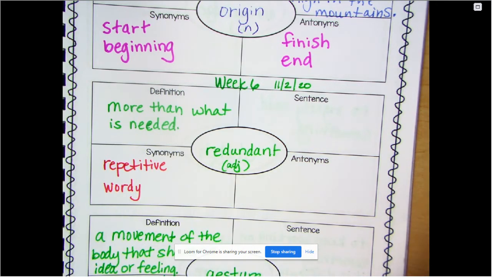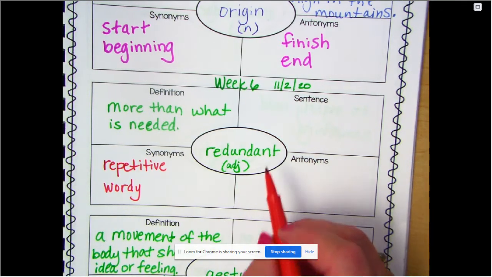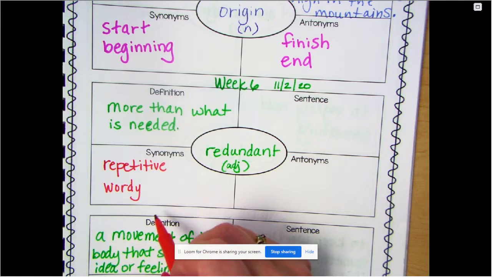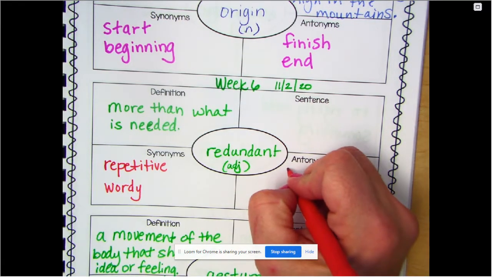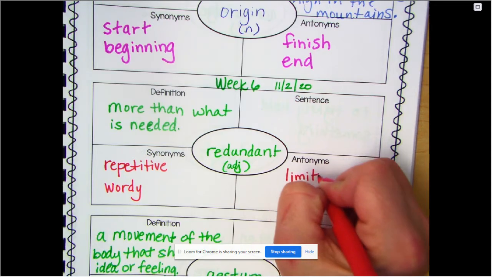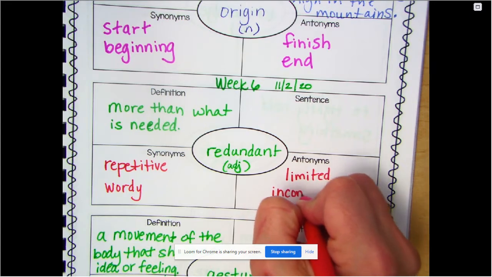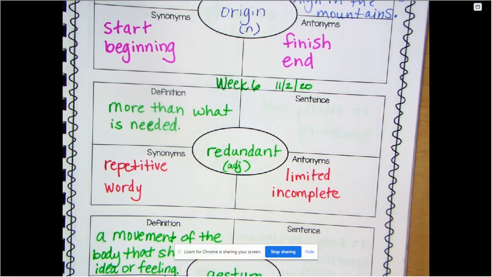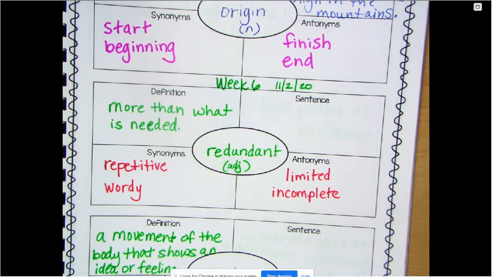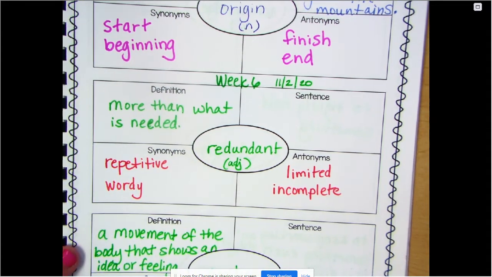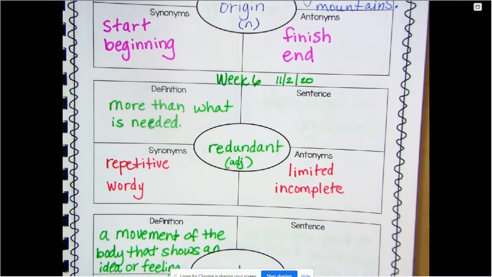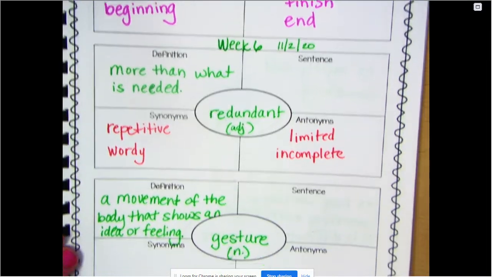If we're talking about antonyms, which are the opposite of the word we're talking about, the opposite of redundant, repetitive, or wordy could be limited. Like they don't give you very much. Or incomplete. So if I said, put that pencil, where? I was very incomplete. I only gave a limited amount of information. So that would be the opposite. Push pause so you can get this written down. Everyone should push pause, get that written down.